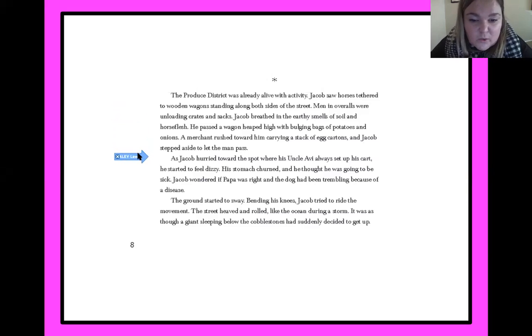As Jacob hurried towards the spot where Uncle Avi always set up his cart, he started to feel dizzy. His stomach churned, and he thought he was going to be sick. Jacob wondered if Papa was right and the dog had been trembling because of a disease. The ground started to sway. Bending his knees, Jacob tried to ride the movement. The street heaved and rolled like the ocean during a storm. It was as though a giant sleeping below the cobblestone had suddenly decided to get up.